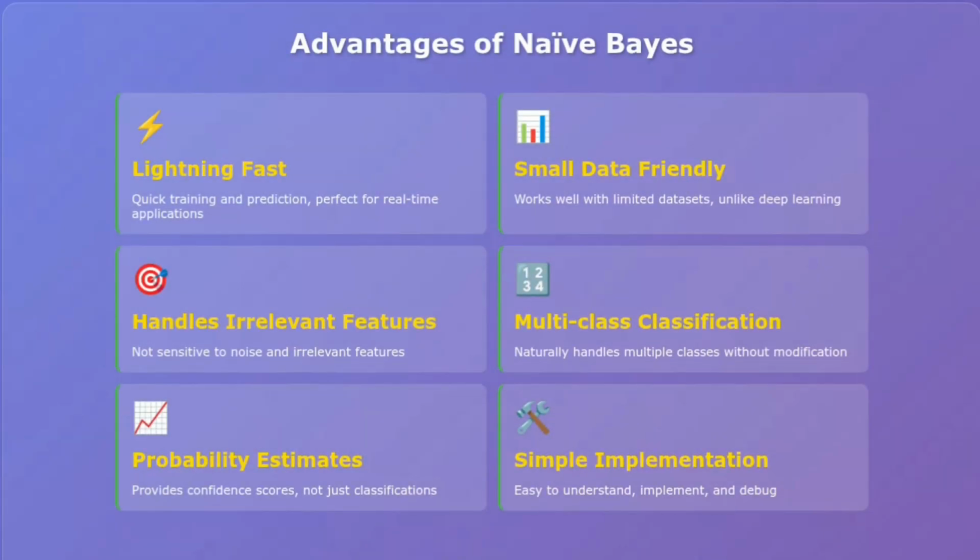Naïve Bayes has several compelling advantages. It's incredibly fast. Both training and prediction happen quickly, making it perfect for real-time applications. It works well with small datasets, unlike deep learning models that need massive amounts of data. It's not sensitive to irrelevant features and handles multi-classification naturally. Plus, it provides probability estimates, not just classifications, which can be valuable for decision-making.